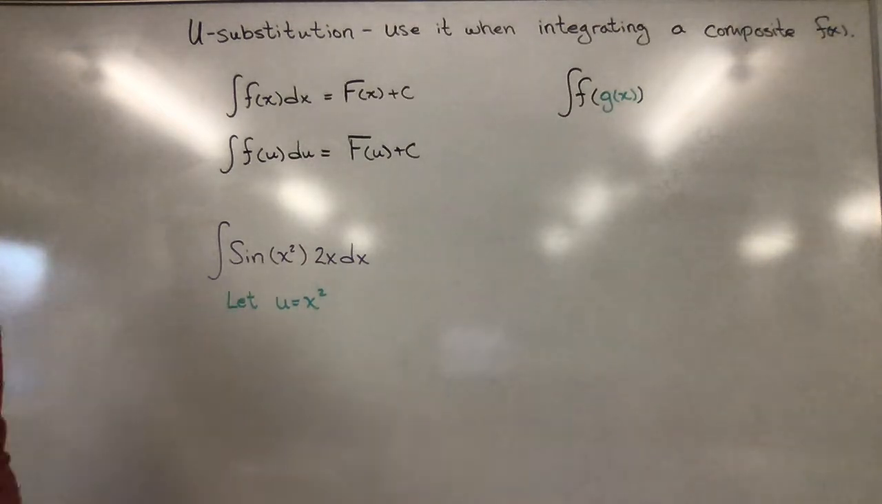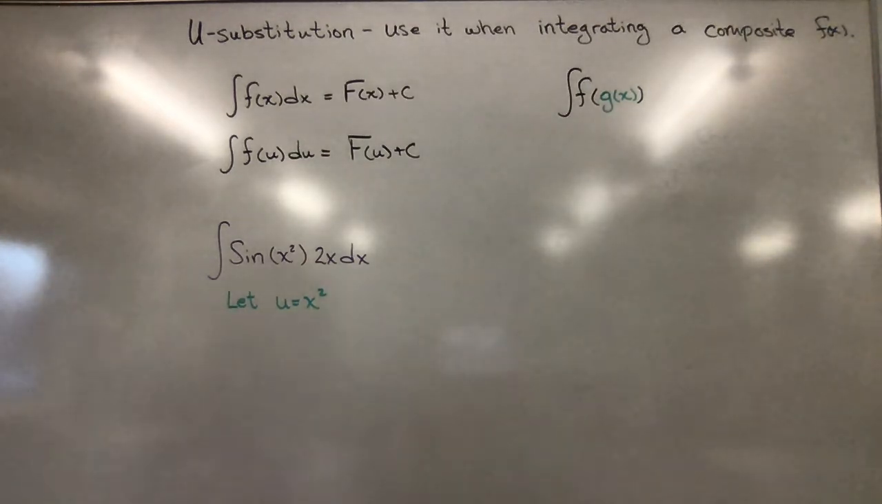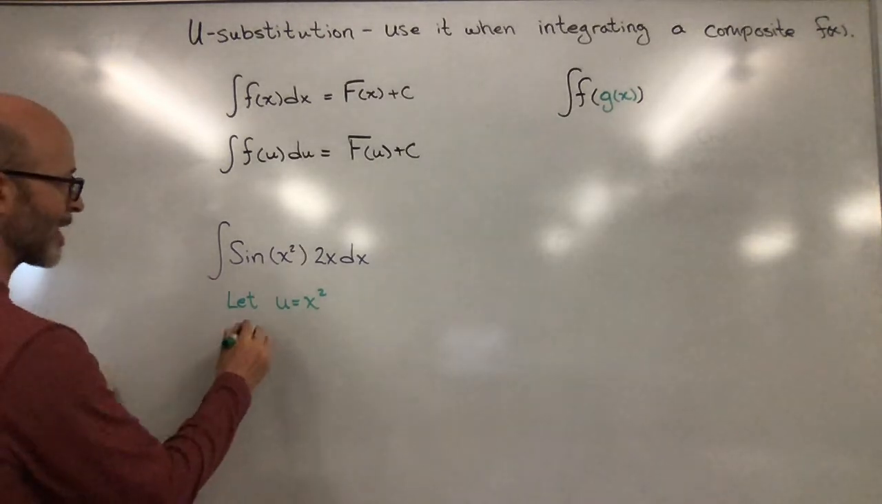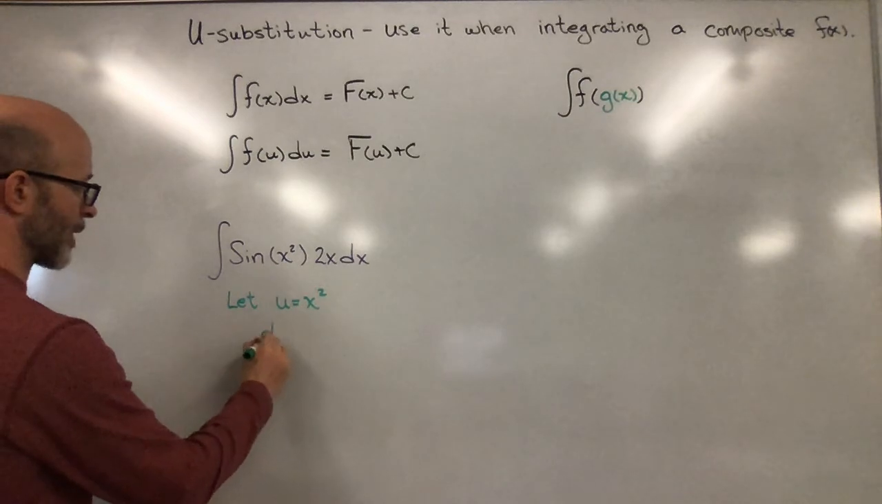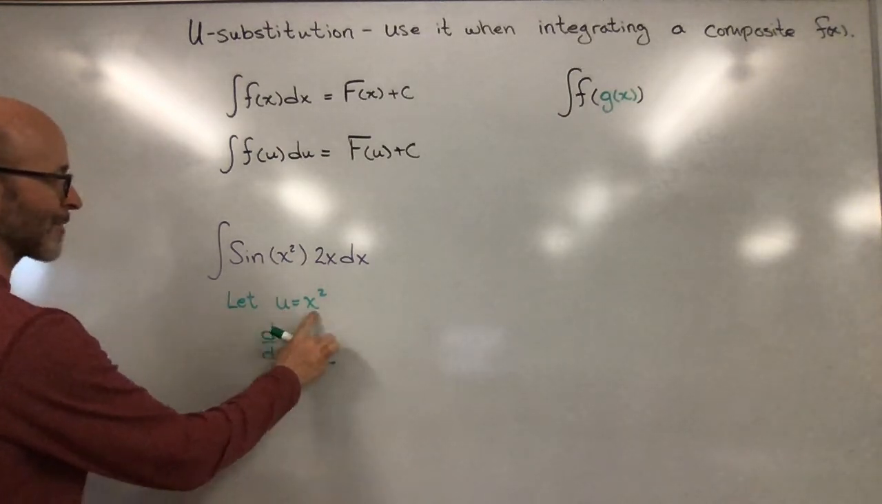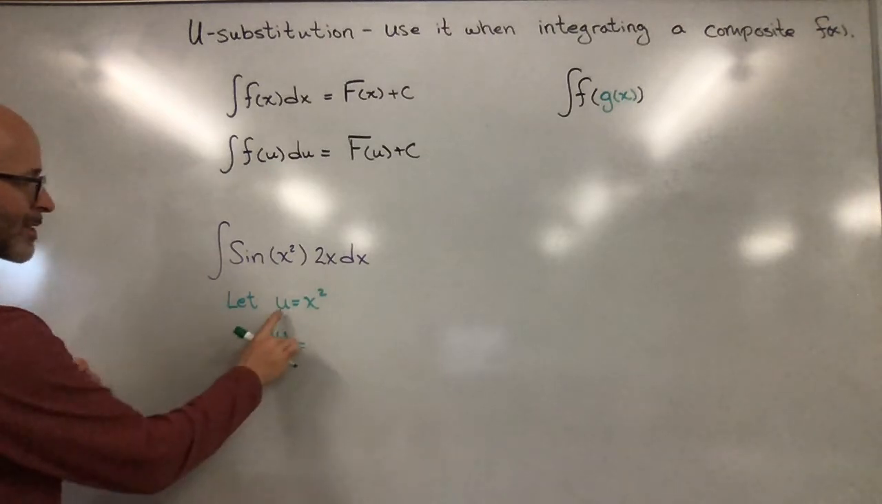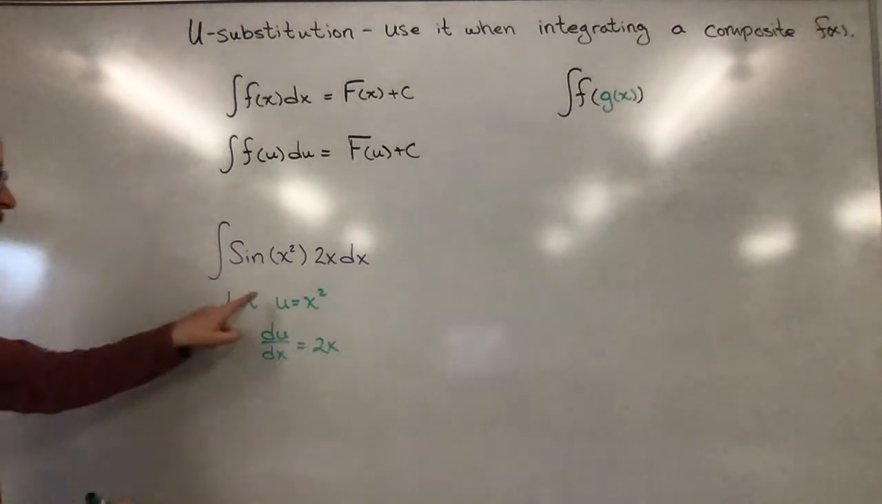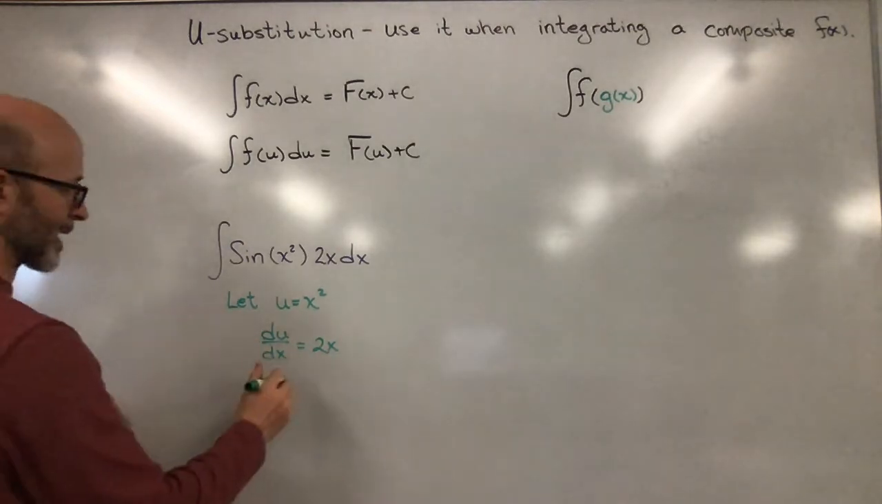What is the inside function? I have a composition, one function inside of the other. We're going to find u, just like we did when we were using the chain rule. However, now when I substitute, take the derivative of whatever you assign u to be. What is the derivative of x squared? The derivative of u with respect to x is 2x.